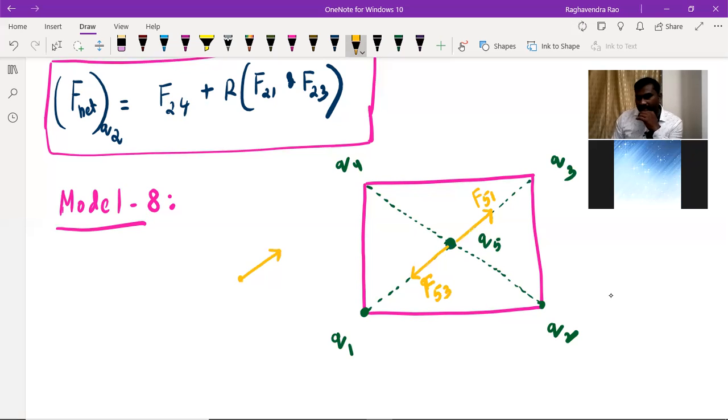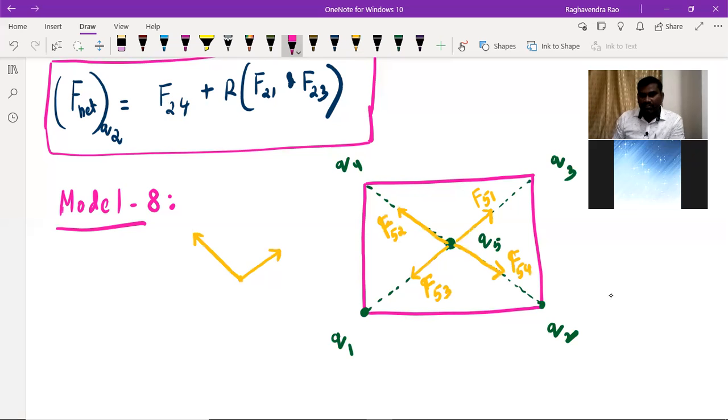In the same way, Q4 will exert repulsive force in this direction. This is the force on 5 due to 4. Q2 will exert repulsive force in this direction. This is the force on 5 due to 2. For example, F5 is greater. Now, the resultant will be in this direction.